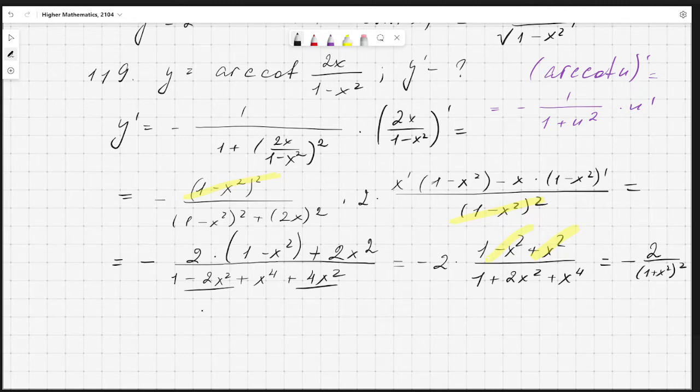Is it clear? Understand it? Yes, understand. Okay.